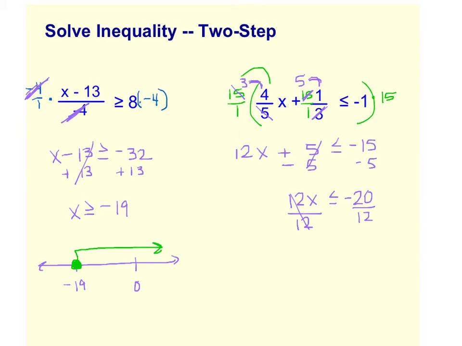Oop, there's the bell. X is less than or equal to. Now negative 20 over 12, it doesn't divide evenly, but we certainly can reduce this. Biggest number that fits into both, what would that be, a 4? You can divide by 4. Divide by 4. And we end up with a 5 over 3, which is also a negative, don't forget that's negative, a negative 1 2/3.